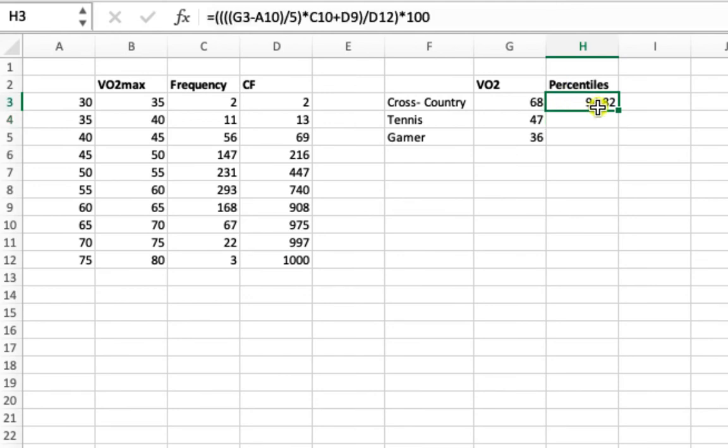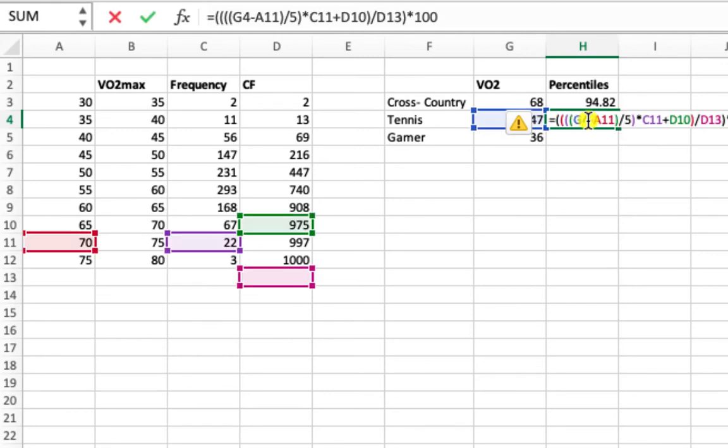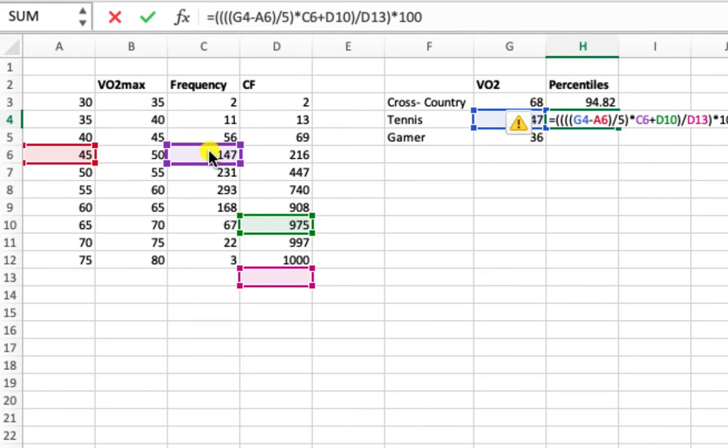From here, all you have to do, since you've got your formula fairly set up, you can just copy this downwards. And then for the tennis example, we're looking at a value of 47. And all you would need to do is draw your boxes to areas that represent the different values in the formula.